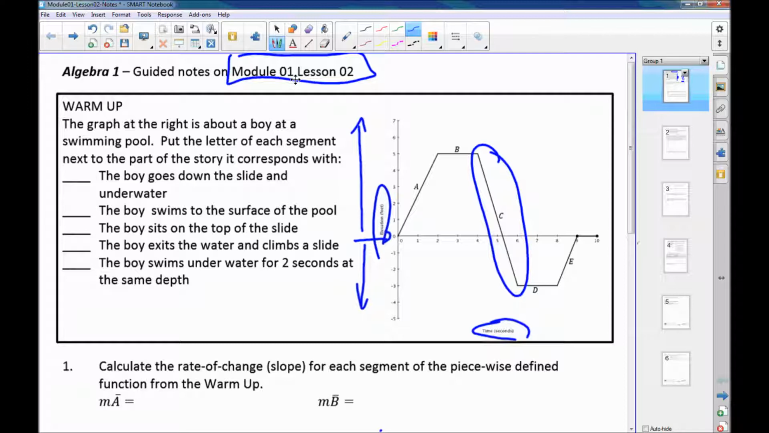So it says the boy goes down the slide and then underwater. So I'm going to go with C here. This is the only place where he's both above and below. So the boy swims to the surface of the pool. So that means he has to be under the water to start with, and swims up. That's going to be section E here. This is the only place where he's already under 0, under the water level, and going back up.